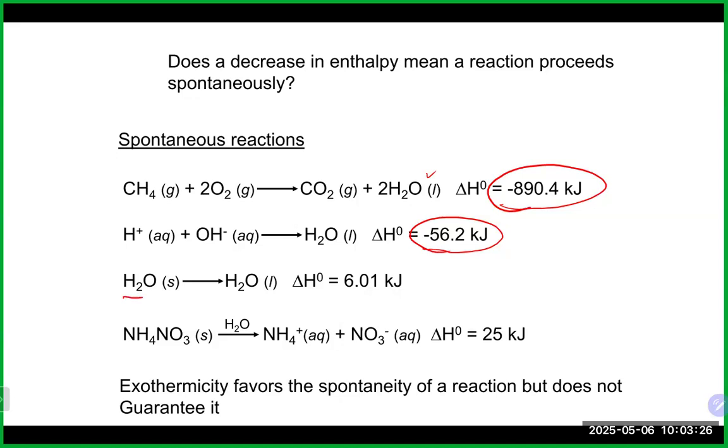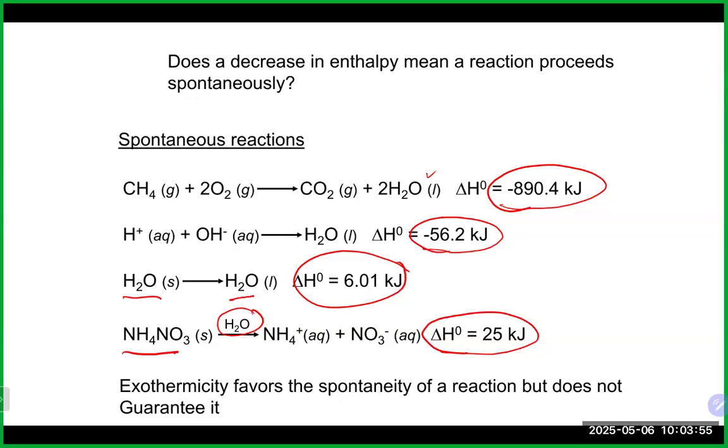But here we have this process, which is ice melting. And we know that is a spontaneous process, because if you just take an ice cube out, it will start to melt as the heat will transfer from the surrounding air to the ice cube, which is colder, and it will start the melting process. And that is actually a positive value. That's the heat of fusion right there, 6.01 kilojoules per mole. And dissolving ammonium nitrate in some water is actually an endothermic process.